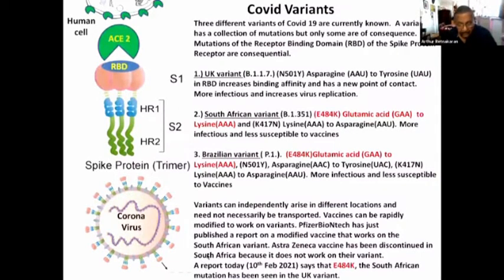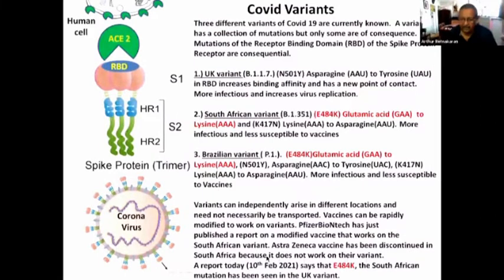Now, you should understand that variants can independently arise in different locations and need not necessarily be transported. Just because you find a South African variant in Toronto, it doesn't mean somebody from South Africa came here and gave it to somebody here. It can independently start in Toronto. Right now they are finding that there is no background of people having traveled anywhere. How did they get it? Because it independently arose in this area.